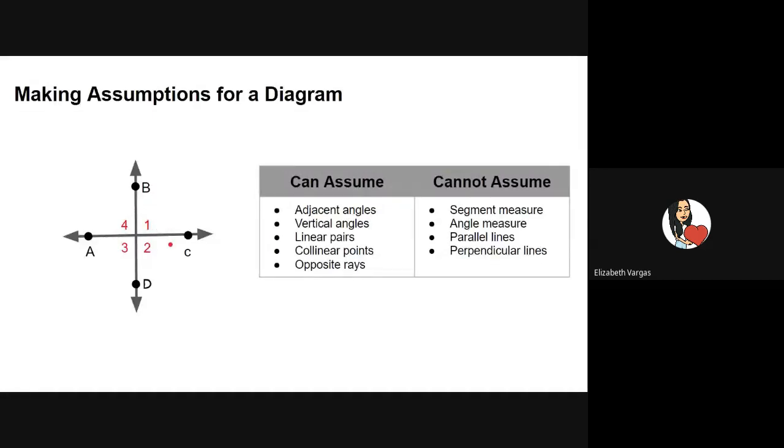We also can't assume that lines are parallel because they may intersect at some point, unless we're told directly that they're parallel. And we can't assume that lines are perpendicular, for the reasoning I just told you. You can't assume lines are perpendicular unless we are told that they intersect at exactly 90 degrees. Otherwise, they would just be intersecting lines. We'll work through this as we do some practice tomorrow. But are there any questions right now about why we can assume certain things and why we can't assume other things?